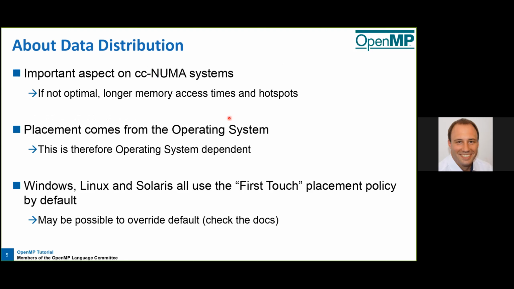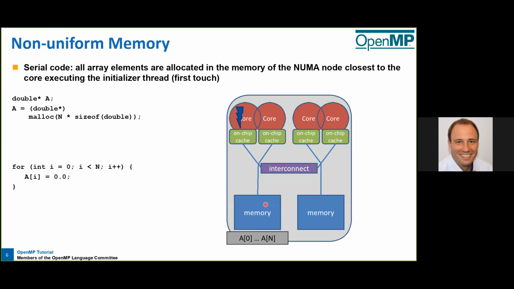And I think I said that the placement of pages comes from the operating system. That means all what we are going to say here is to some extent operating system dependent, but Linux and Windows behave more or less the same. macOS is slightly different, but that shouldn't be of concern here. So current Linux versions use the so-called first touch placement policy by default. You can override that, and we will discuss that later on briefly.